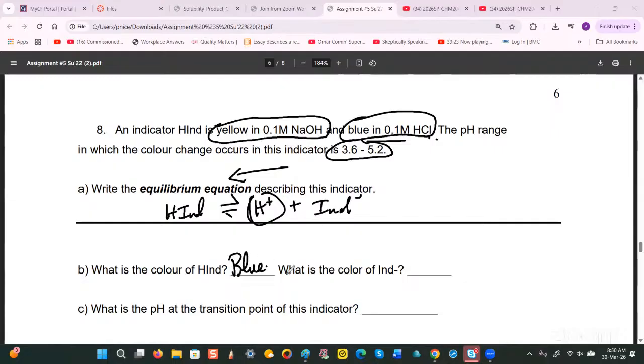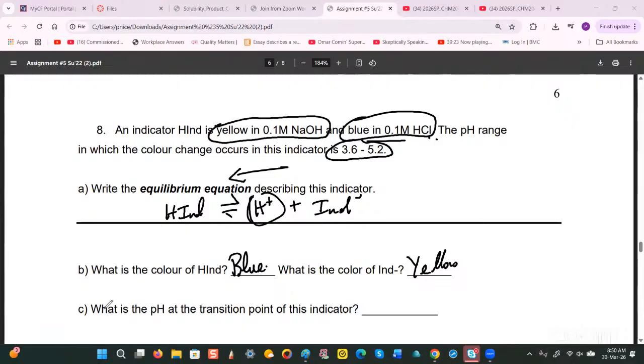And of course, by default, you should be able to tell me what the color of IND minus is. Yellow. Yellow, exactly. Okay, very good.